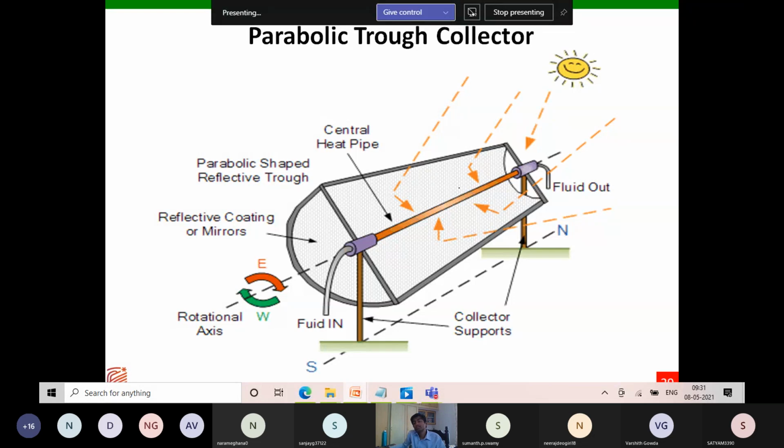So this is how, using the parabolic trough collector, the solar energy can be heated. Okay. Hope you are following, guys. If there is any doubt, you can always tell me. These are the collector supports, or the stands, which help in holding the parabolic trough collector. Okay.